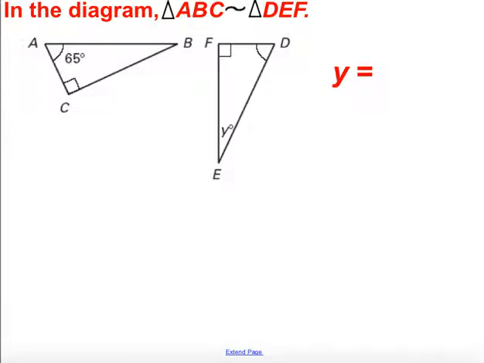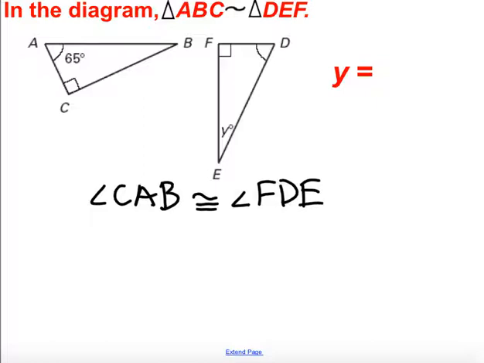If ABC is similar to DEF, then what is the angle measure of Y? Well, if angle CAB is, in this case congruent because we have similar triangles, to angle FDE, then this would be 65, which means that we now have enough information to find that Y is 25 degrees because the triangle adds up to 180 degrees.